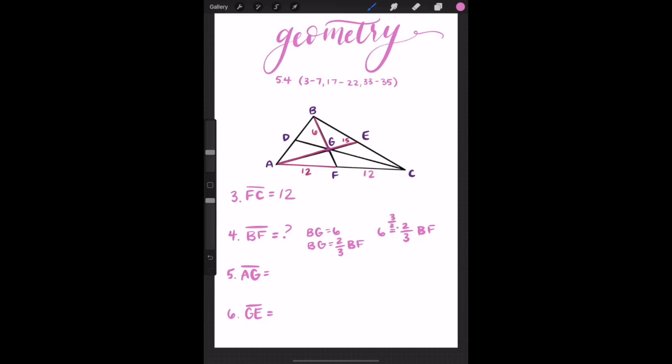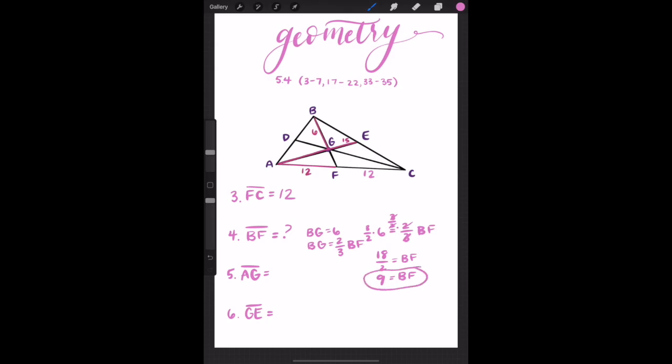And then to solve this, we multiply by the reciprocal. So this means multiply by the flipped fraction. So 6 times 3 over 2 is 18 over 2. And then 18 over 2 is just 9. So BF is 9.